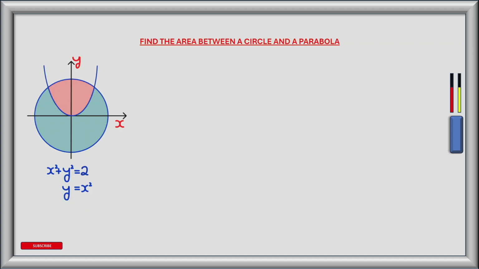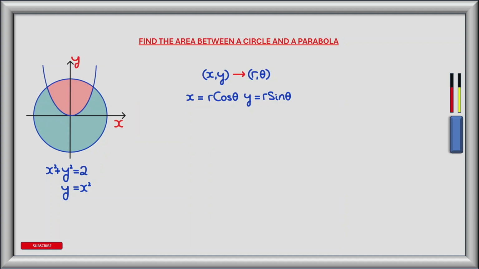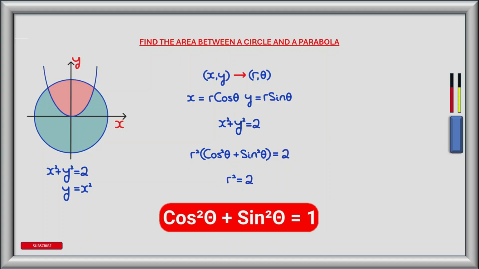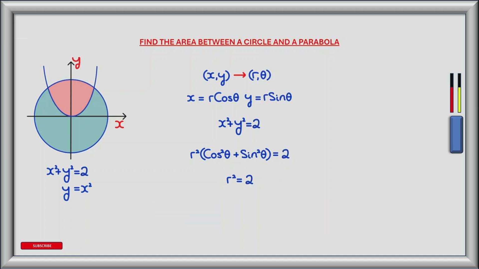The first step in finding the area is to convert the equations of the circle and parabola from Cartesian to polar coordinates. To do this, we'll substitute r cosθ for x and r sinθ for y. Beginning with the circle, in Cartesian form we have x² + y² = 2. Making the substitution for x and y, we get r²(cos²θ + sin²θ) = 2. Using the trig identity where cos² + sin² = 1, we're left with r² = 2. Taking the positive square root of both sides gives r = √2.